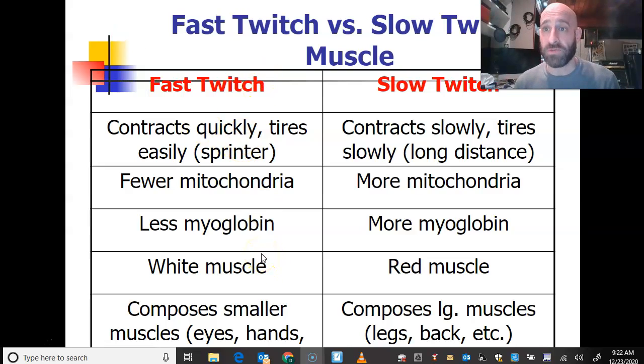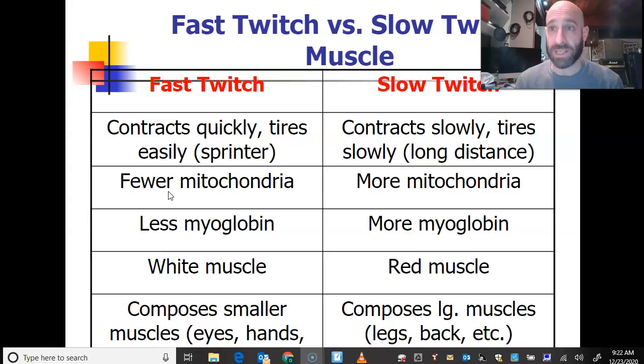A fast twitch fiber is what we consider to be our white meat. Okay, that's the white muscle. It's lighter in color. It's not as red. And here's why. For one thing, it has less mitochondria. Less mitochondria means more space for muscle fibers. However, you're going to rely on more anaerobic respiration. So we're talking about lactic acid buildup.